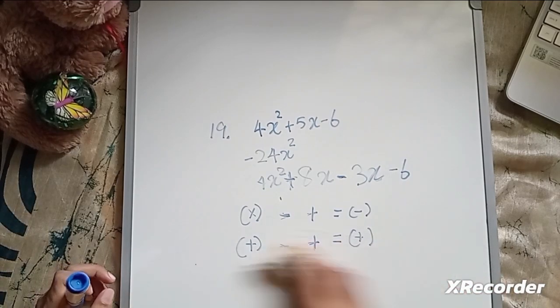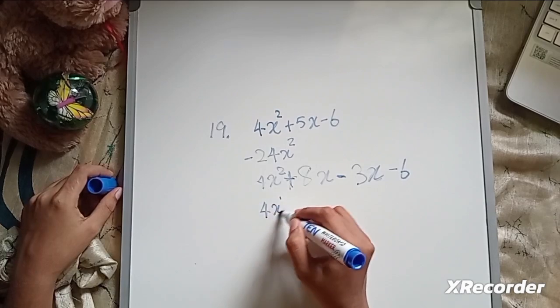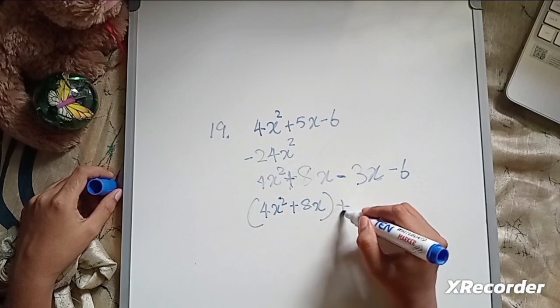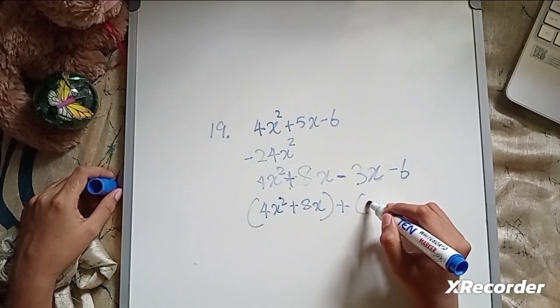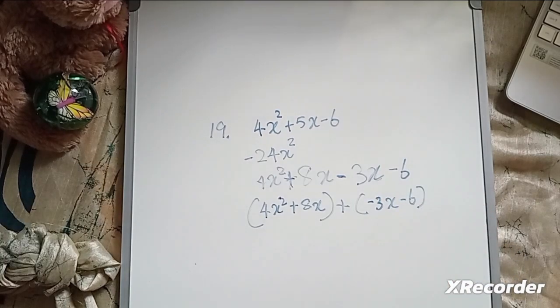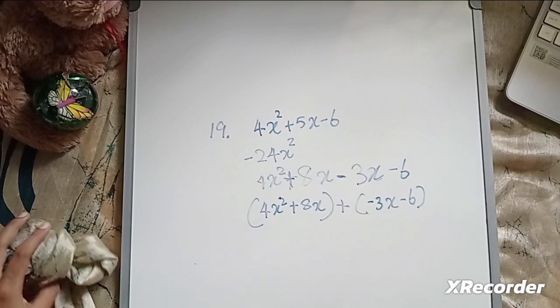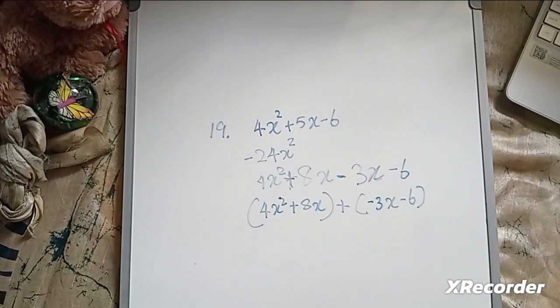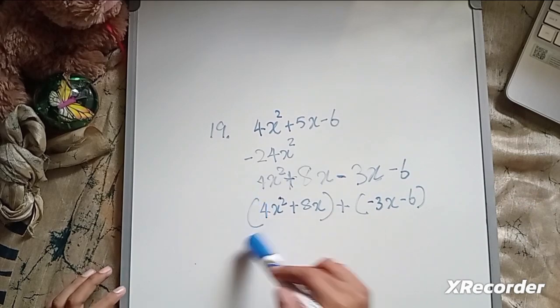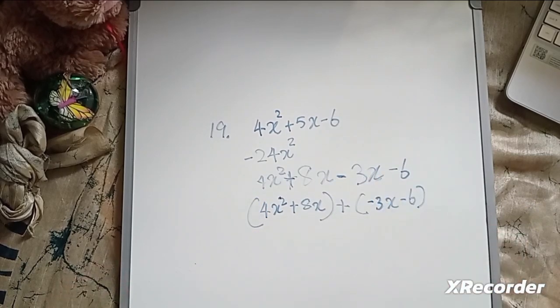Next, 4x squared plus 8x minus 3x minus 6. So we haven't done any mathematical operation here, we just group these terms. We just put two brackets around these terms.